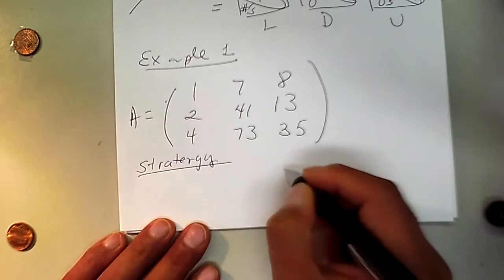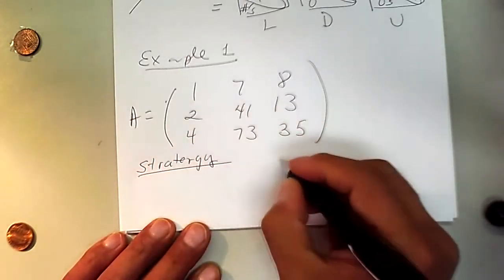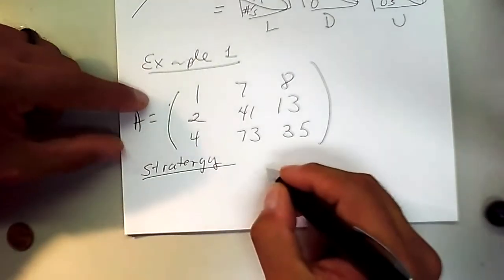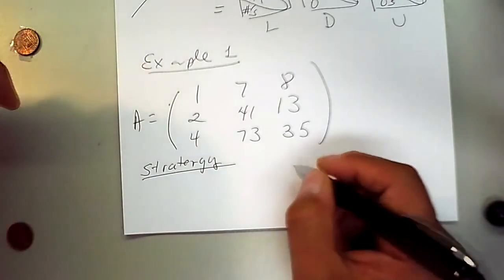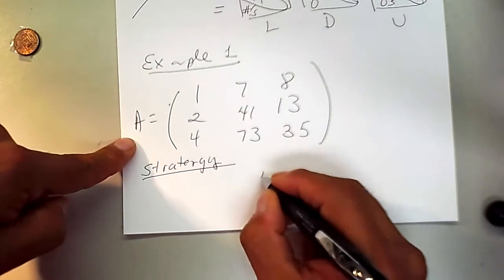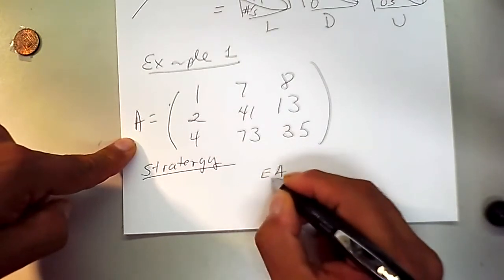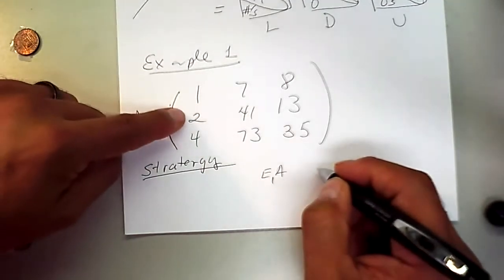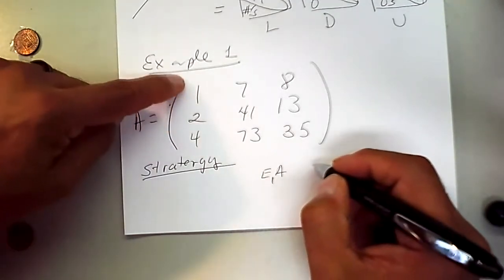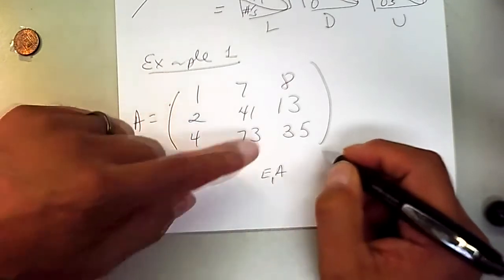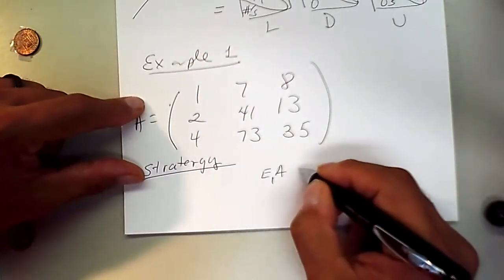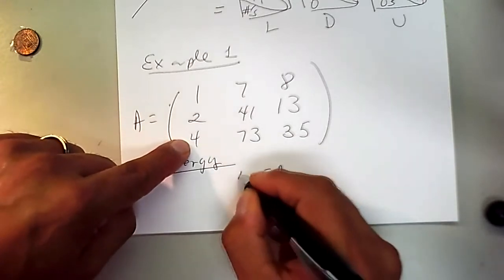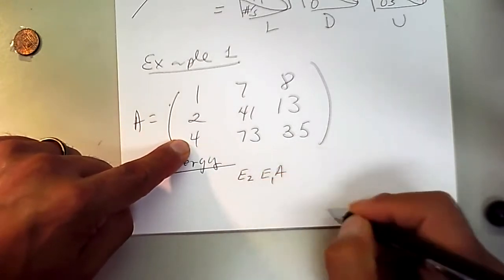Okay, strategy. So we're going to find a matrix E. Well, I'm going to label it E1. E for elimination, that's why we're using E. So a matrix E1 that multiplied with A will take care of that too. We'll annihilate this too. So we're going to have 1, 0, and a bunch of other numbers. Then we're going to annihilate the 4. And that's going to be done with a second matrix.